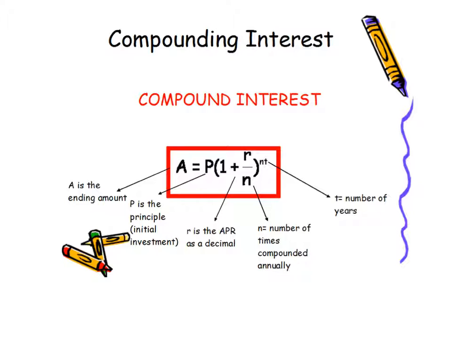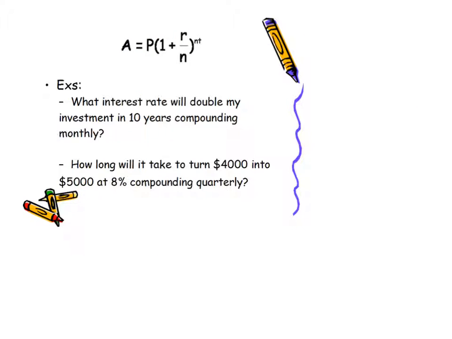Then you're going to take it to a power, and this power is the total number of times they compound it. The n, remember, is how many times they compound it per year times t, however many years. That'll be the total number of times they compound the interest. Let's try a problem. I've got actually a couple of problems. This first one says, what interest rate would double my money in 10 years if it's compounded monthly?